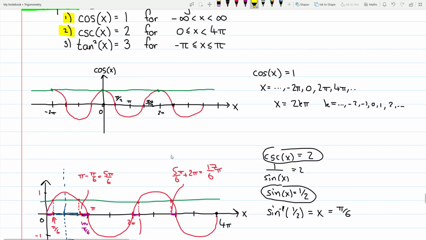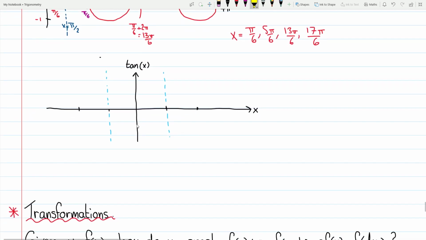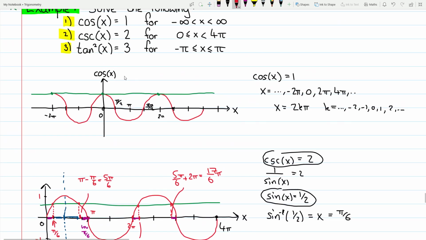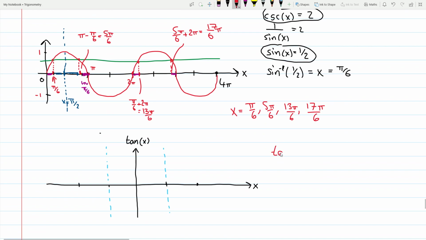So I'm not going to do a tangent example. I encourage you to have a go at this, and then use the symmetries of the tangent function. I'll give you a head start. If you square both sides, tan squared of x equals 3. Well, that means tan x will equal plus or minus the square root of 3. But if you square both sides, you're going to get 3.